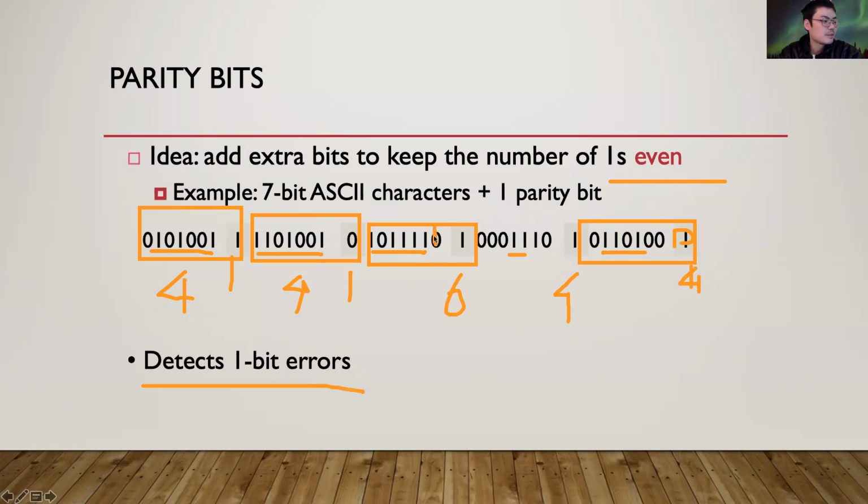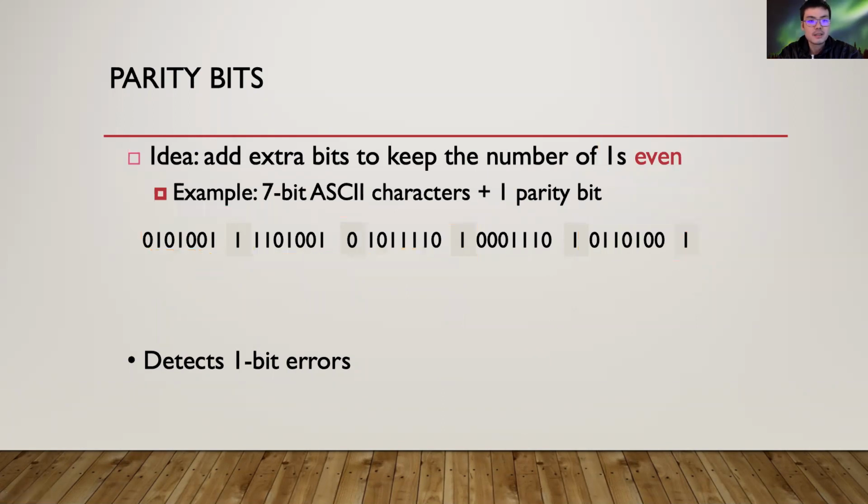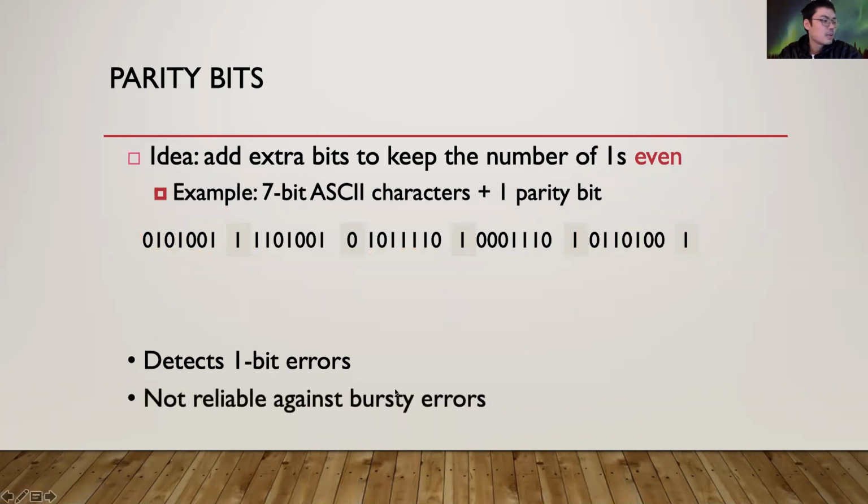So for example, if this one somehow flipped to 1, then we already have 6 ones, but I have another one, then it becomes 7, which is the odd number. But I know that if it's correct, the number of ones should be even. Okay, so if you have a 1-bit error, we can always detect. But this is not reliable for bursting errors.